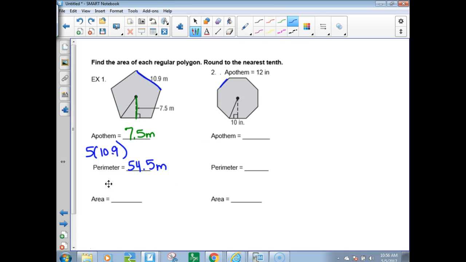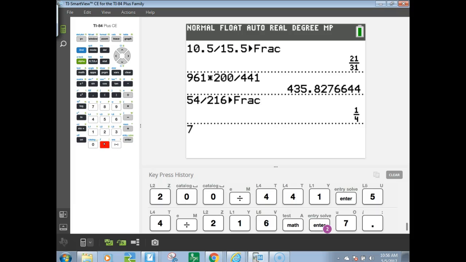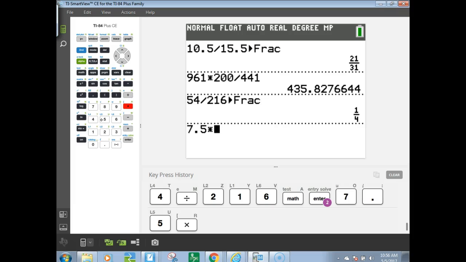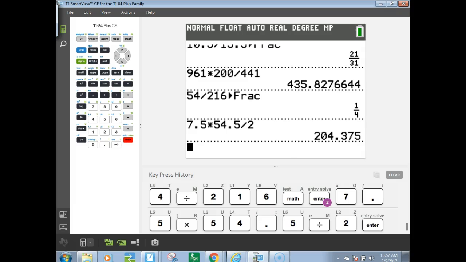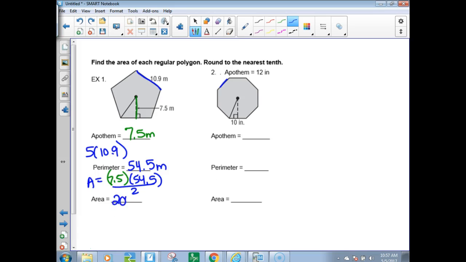So the area, we're just going to pop those values into the formula. You take your apothem, 7.5, times the perimeter, 54.5, and divide by 2. So grab a calculator and start typing. Okay, so our answer, we're going to go ahead and round to the nearest tenth, 204.4. And that is in square meters.